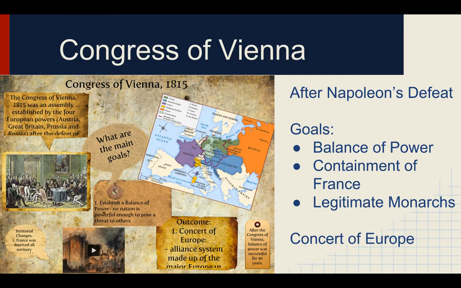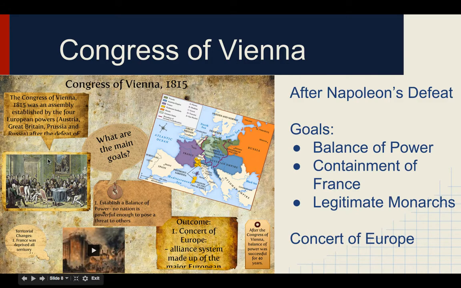After the defeat of Napoleon at Waterloo, after his horrible invasion of Russia, you get this idea of the Congress of Vienna. And it has three goals: balance of power, containment of France, and legitimate monarchs. And it introduces an alliance system called the Concert of Europe.